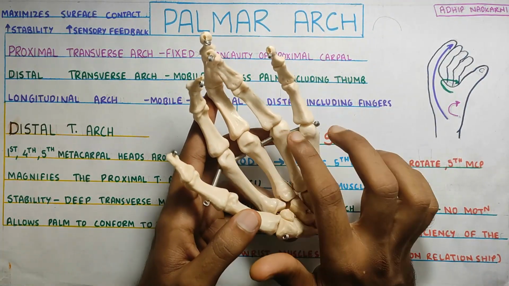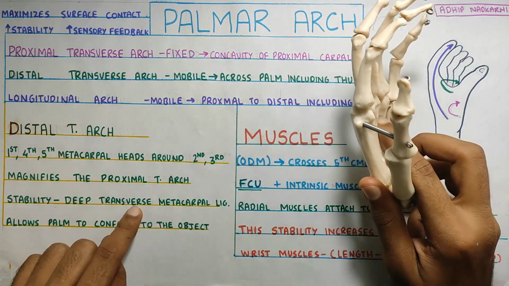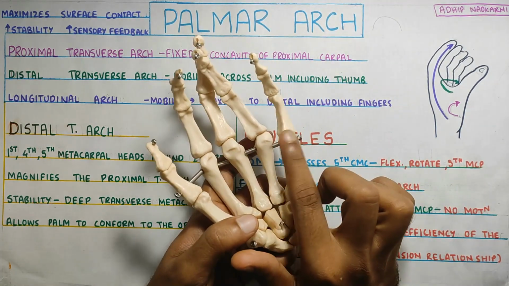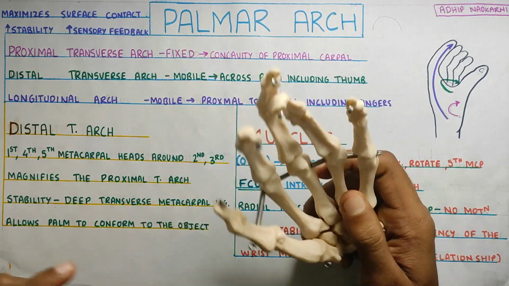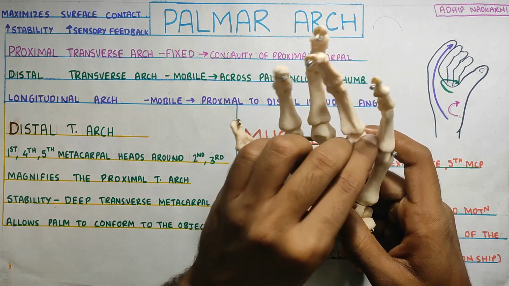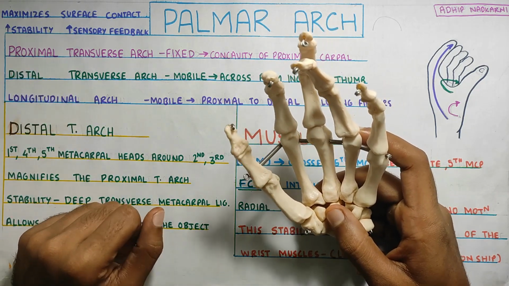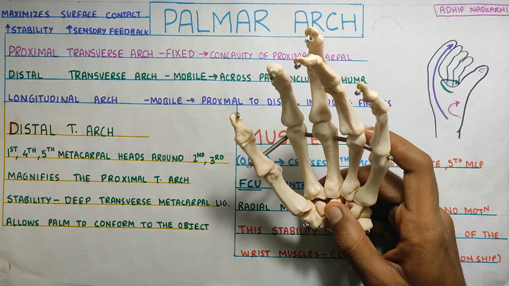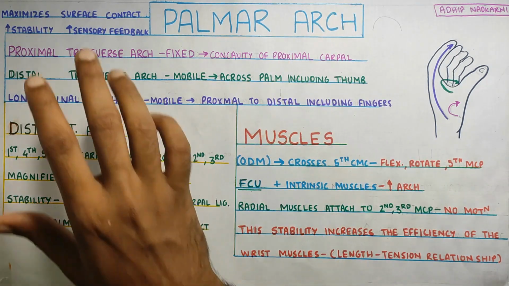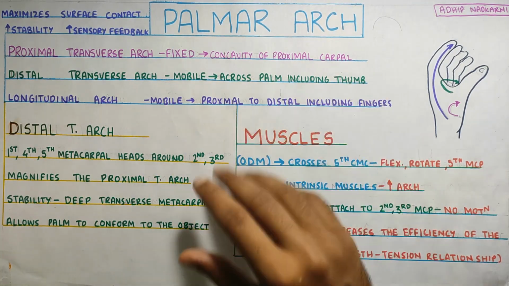And this arch is provided very good stability by the ligament which runs over here, that is the deep transverse metacarpal ligament. We discussed this in the last video, right? It is present over here like this, in this area. So that is the deep transverse metacarpal ligament, which allows good stability of the metacarpals and also allows the palm to conform to different objects. So now that we have spoken about the different arches and how they function, let's talk about the muscles around the arches.